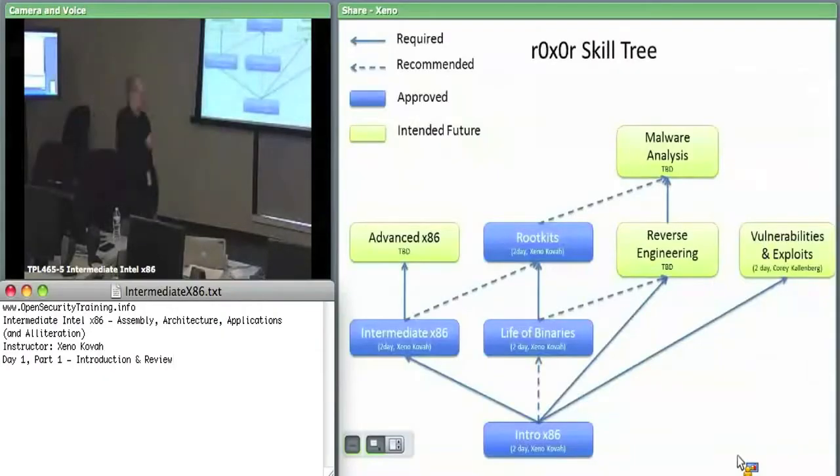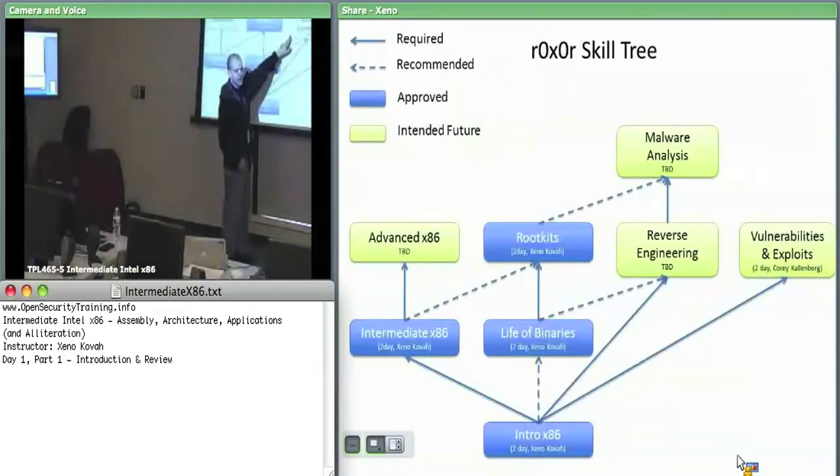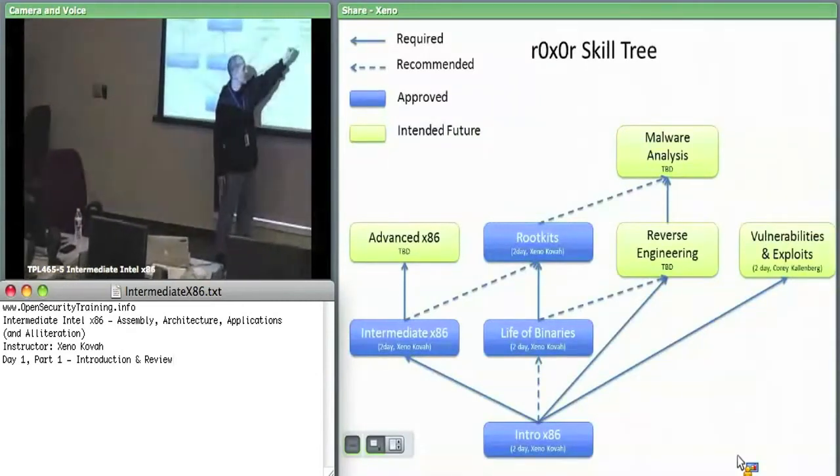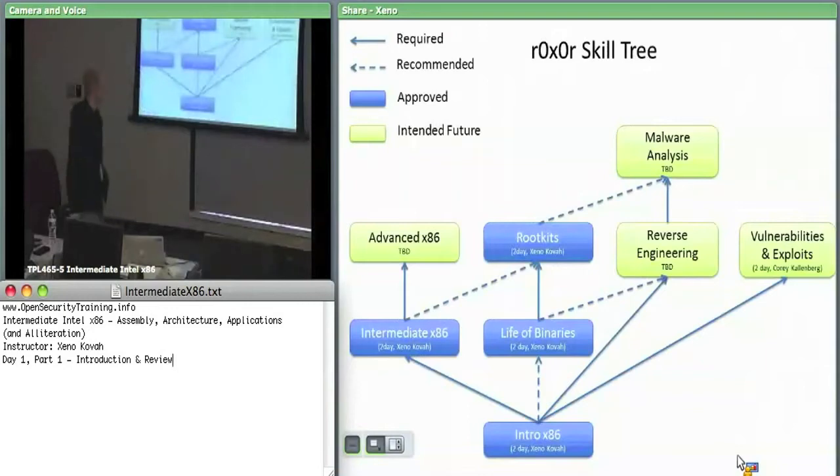Actually, this is an old slide. Reverse engineering is approved. It is approved, and vulnerabilities and exploits is approved as well. Corey is going to teach that in the first week of June. Malware analysis we're targeting for next fall or winter, depending on the schedule. And advanced x86 will probably be maybe winter or spring next year.